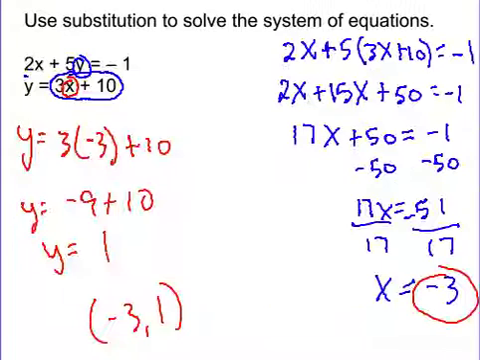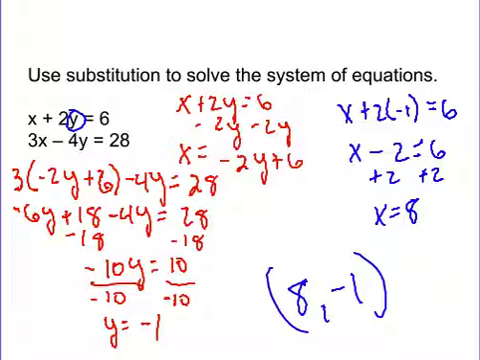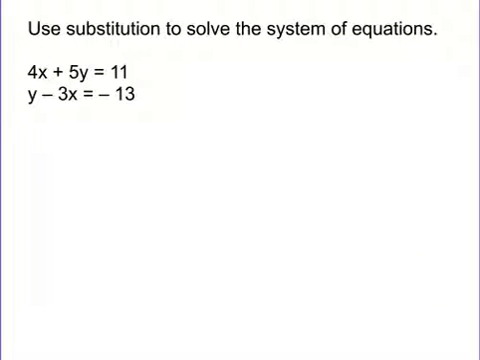Did I write the ordered pair last time? I didn't. Yeah, I did. All right. Last example. I can get y by itself real easy right here. So add 3x. y equals 3x minus 13. So 3x minus 13 will go in for this y.